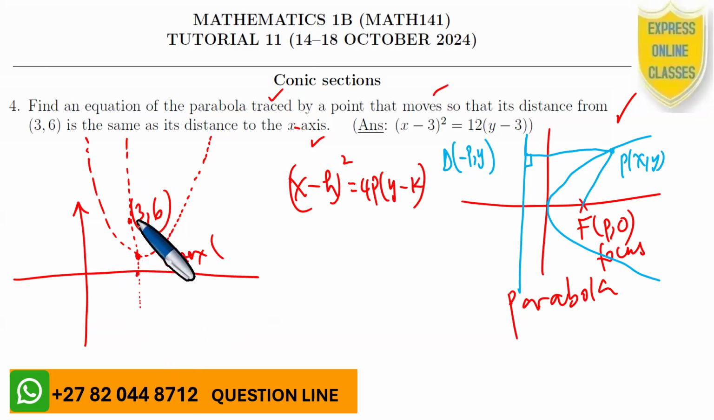So it would be that the x of the vertex is 3, and then the y is the midpoint. If this runs up to 6 to the focal point, then the midpoint for the vertex is going to be exactly a 3.